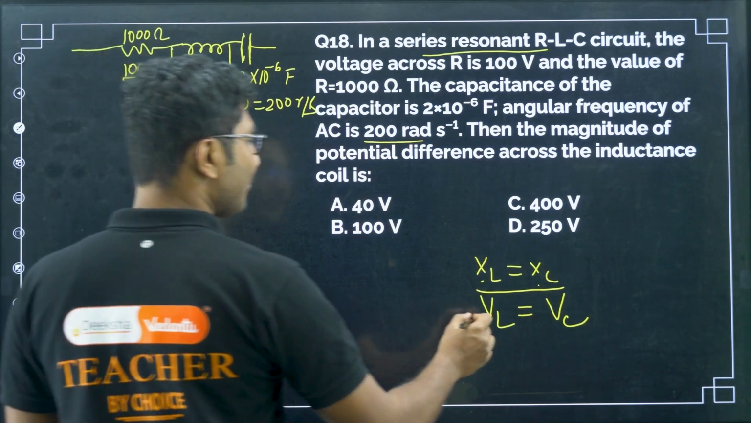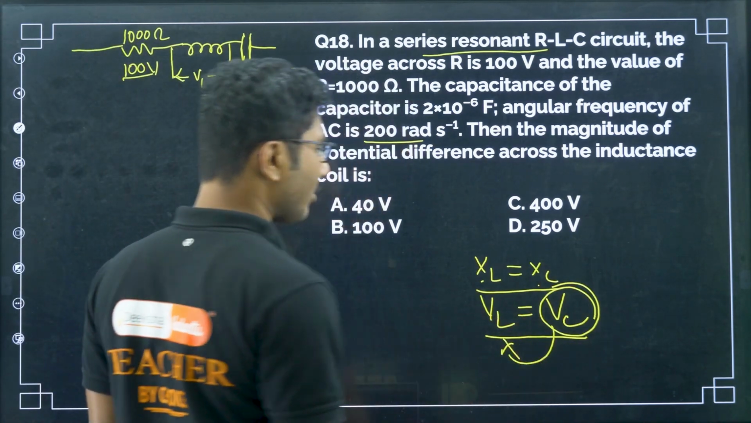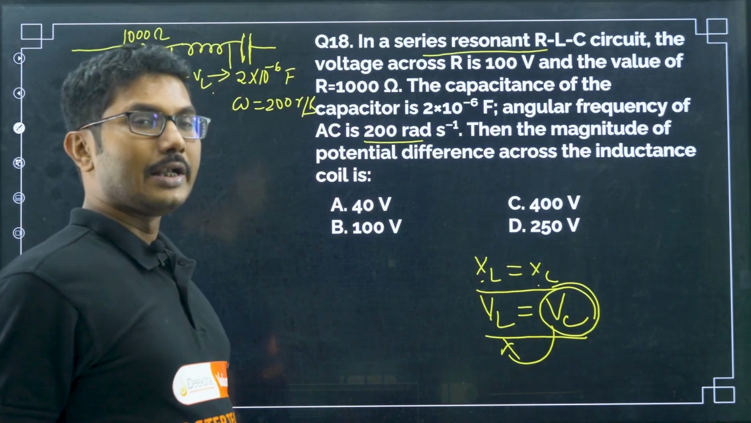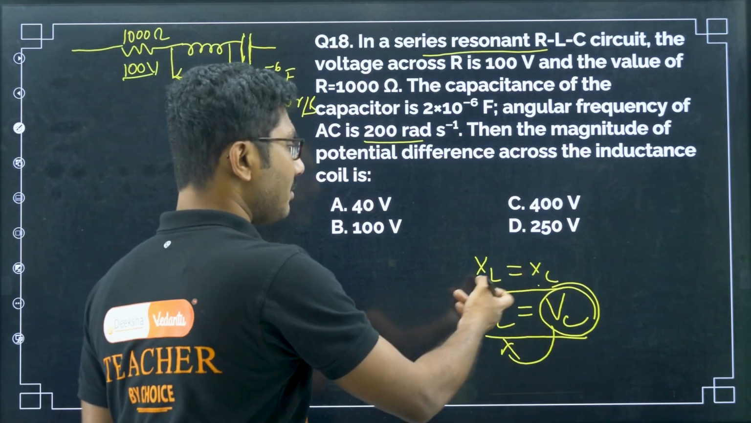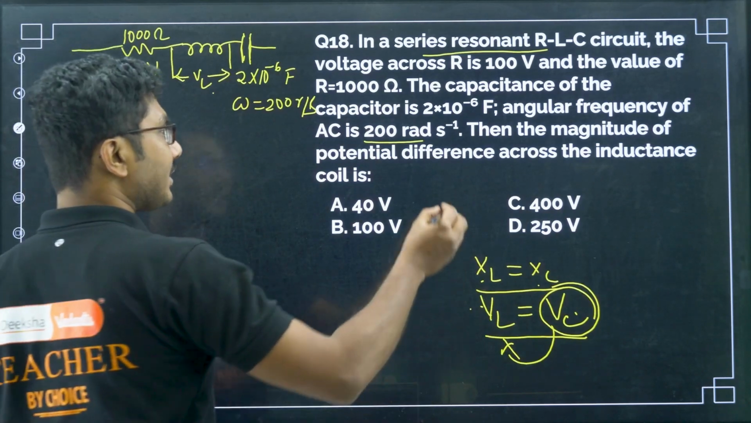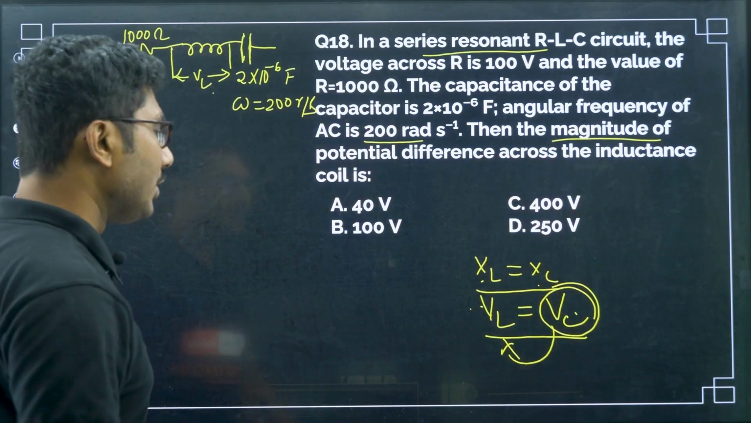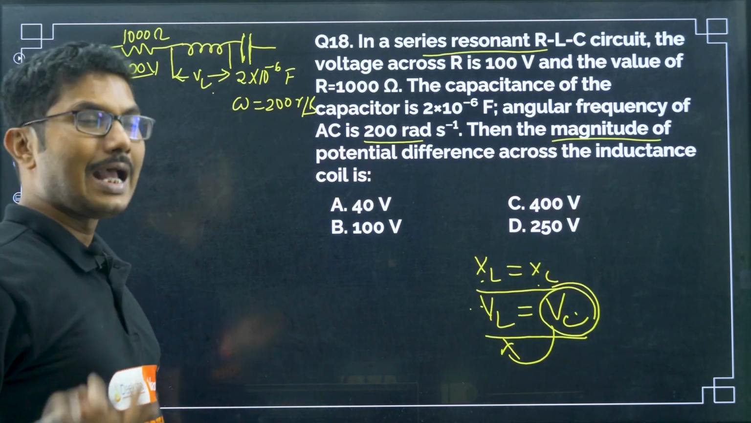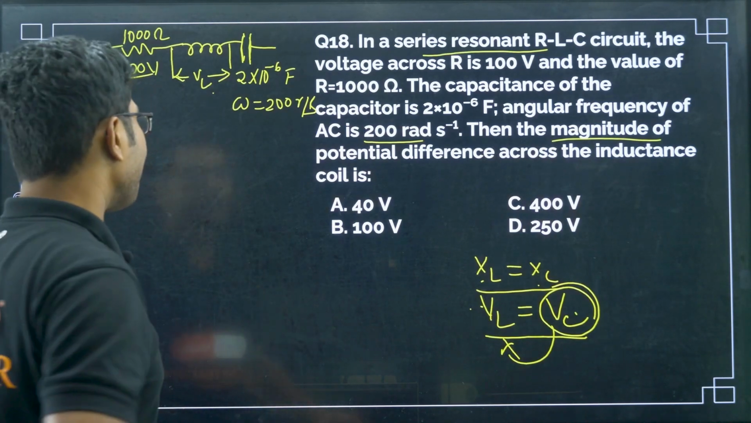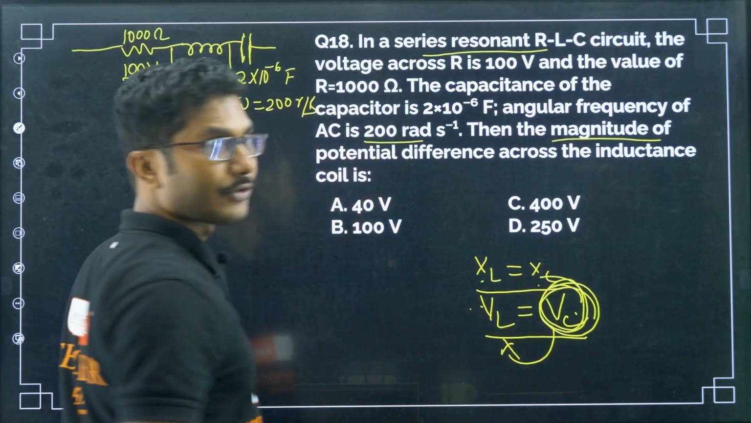Now, VL equals VC means if we can find VC, the same value will be that of VL. They definitely have different signs. If this is plus, this will be minus. If this is minus, this will be plus. But in this question, they have only asked you to find the magnitude. So, do not worry about the sign. We will first try to calculate VC, and the same value will be that of VL. Basically our objective is to calculate VC, that is the question.